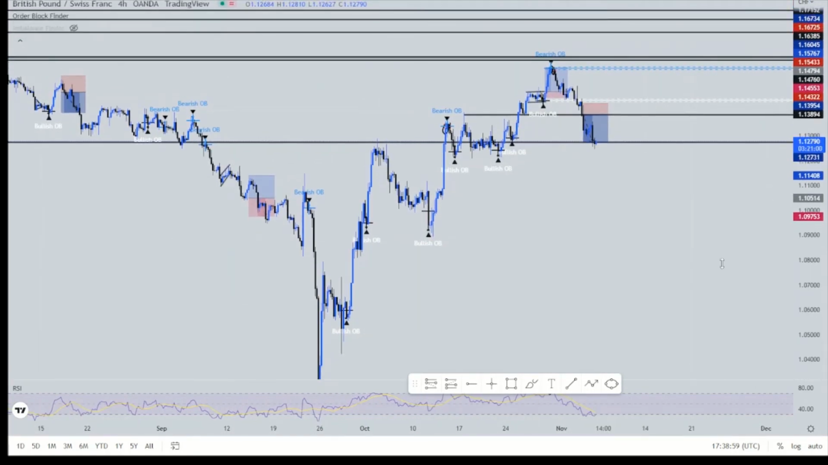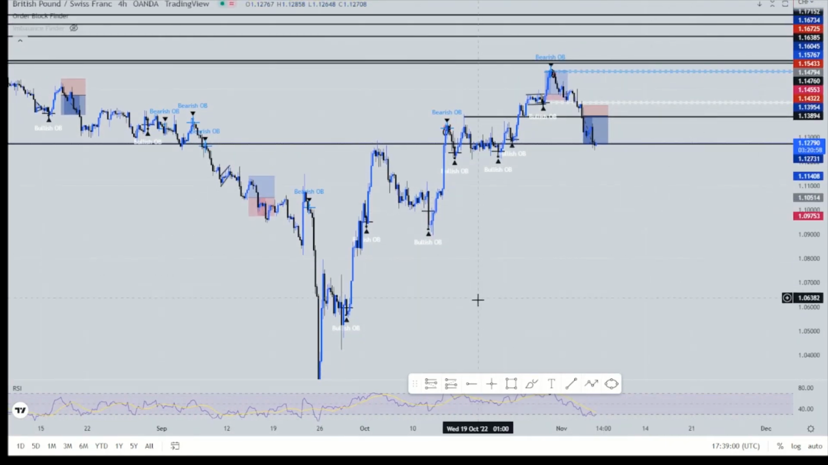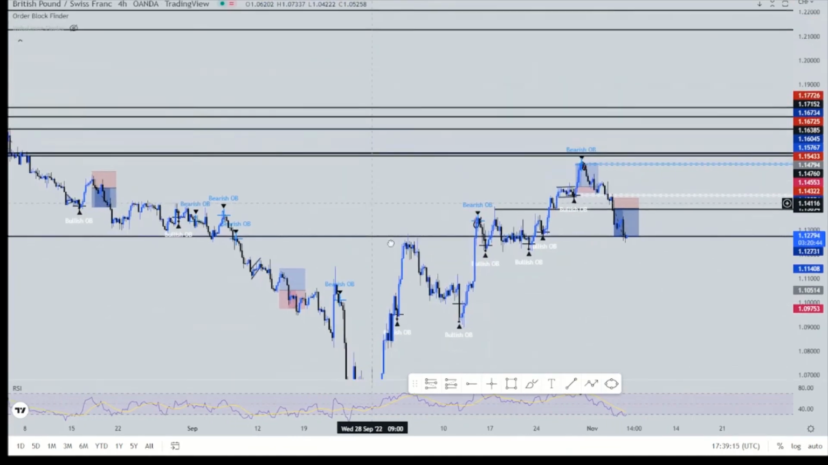Remember guys, I said the RSI is being used as a confirmation for when to enter a trade and when to exit.